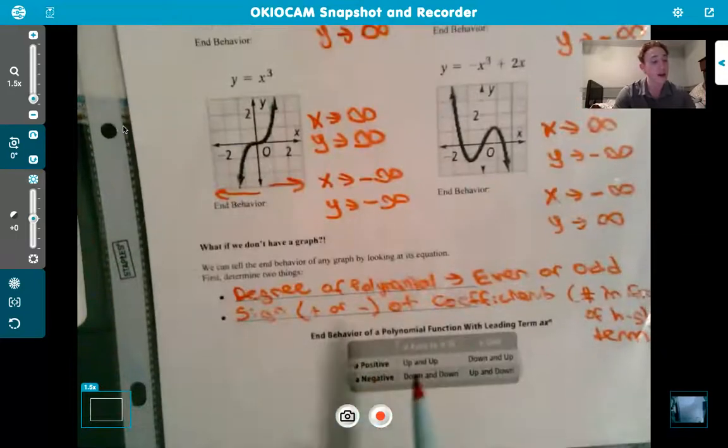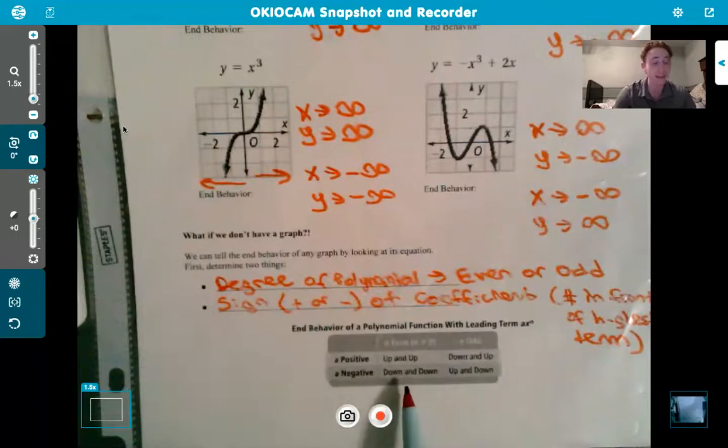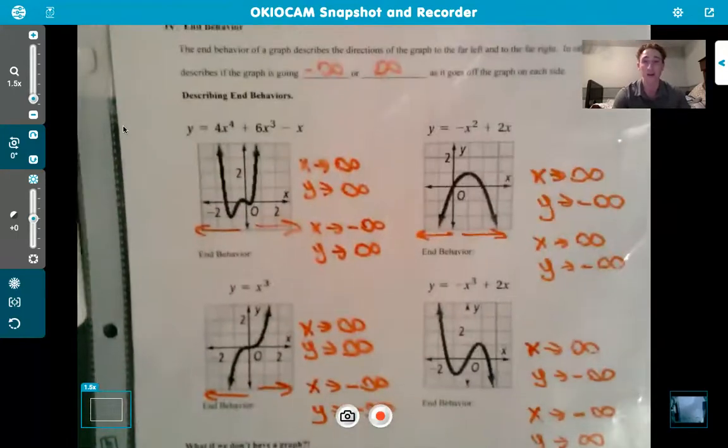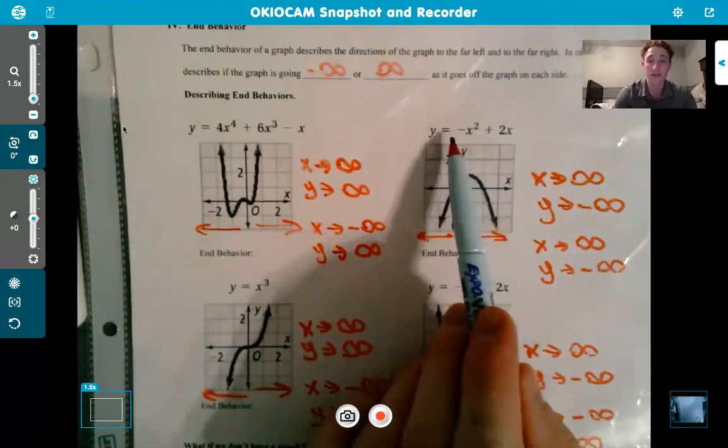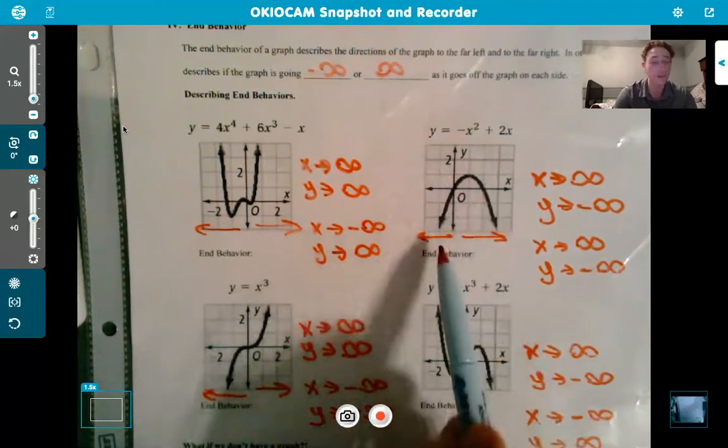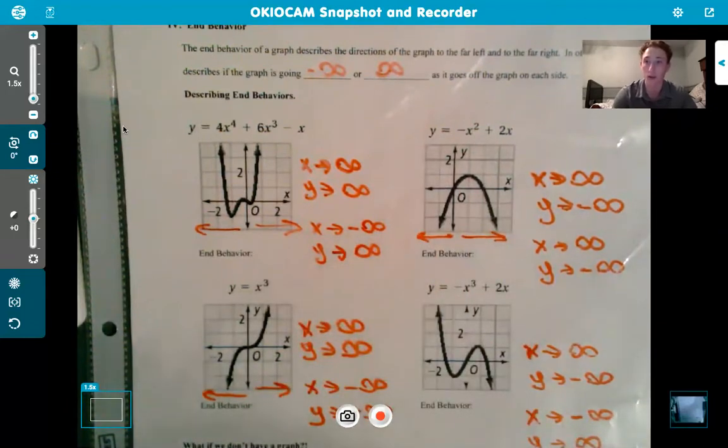If I have an even exponent and a negative leading coefficient, they're both going to go down in the y direction. An example would be like number 2 here. My exponent's even, my leading coefficient's negative, so they're both going to go in the negative direction for my y values, right? It's going to be the same for any equation that we see. That's always going to be true.